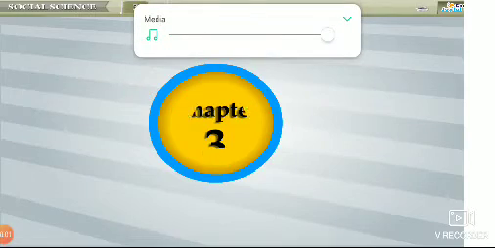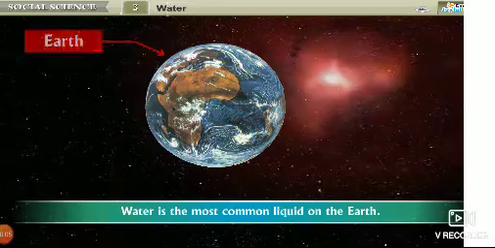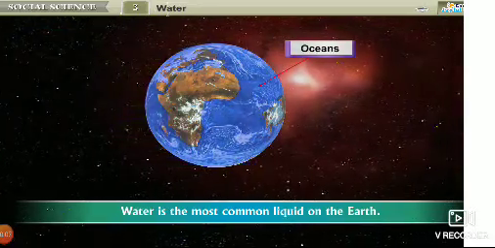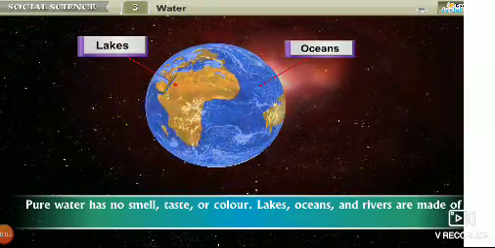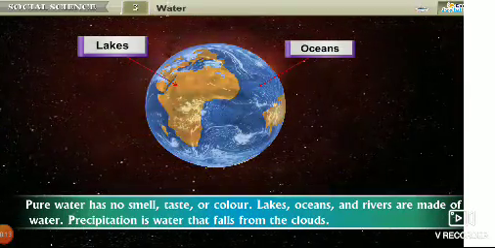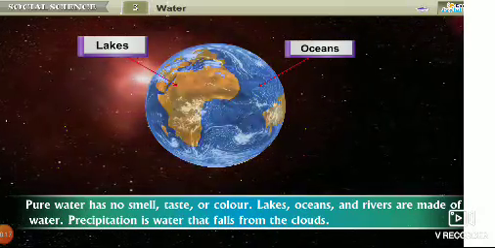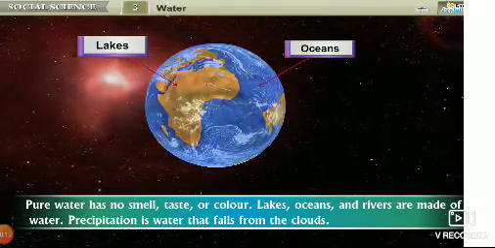Chapter number 3. Water. Water is the most common liquid on the earth. Pure water has no smell, taste, or color. Lakes, oceans, and rivers are made of water. Precipitation is water that falls from the clouds.